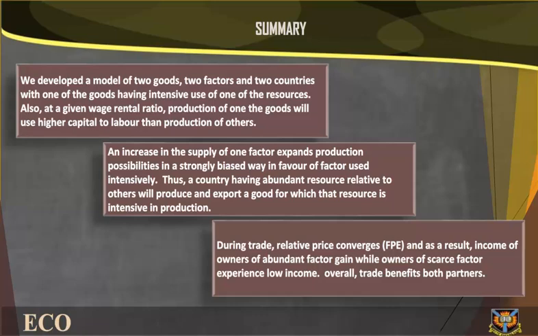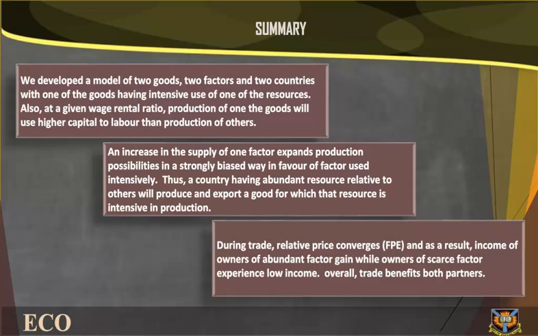Summary: we developed a model of two goods, two factors, and two countries, with one of the goods having intensive use of one of the resources. Also, at a given wage-rental ratio, production of one of the goods will use a higher capital to labor ratio than production of the other. An increase in the supply of one factor expands production possibilities in a strongly biased way in favor of the factor used intensively. Thus, a country having an abundant resource relative to others will produce and export a good for which that resource is intensive in production.